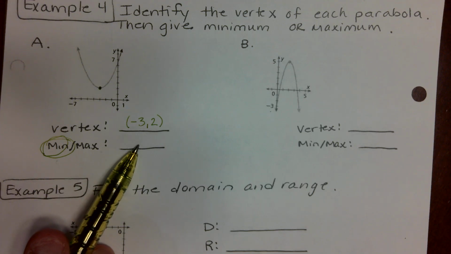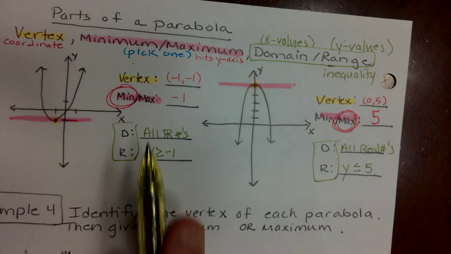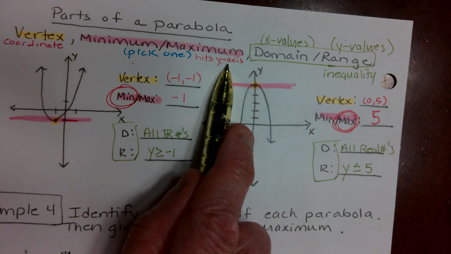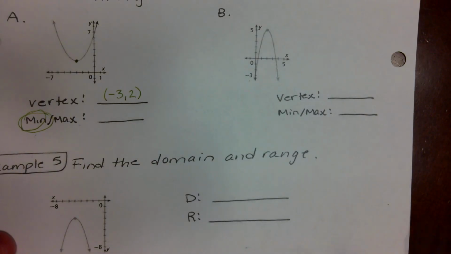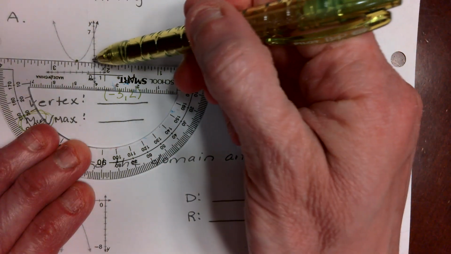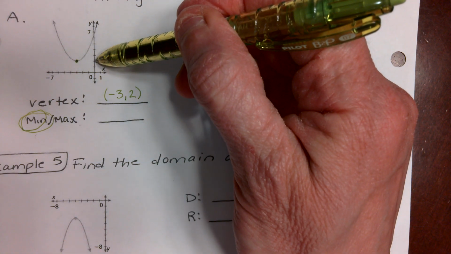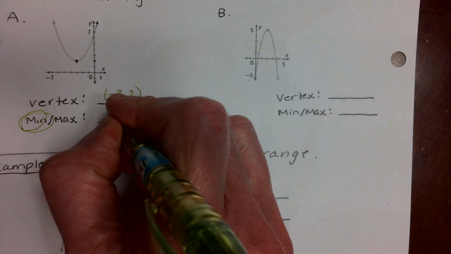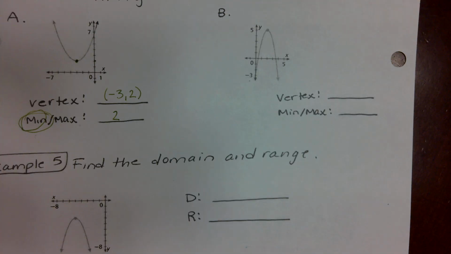And what is it? Remember, you pick one, and we did, and it hits the y-axis. So I have to see, where does that point hit the y-axis? Oh, it hits it right over here at 2. So my minimum is 2. Can you try this one on your own, please?